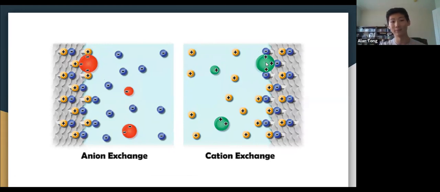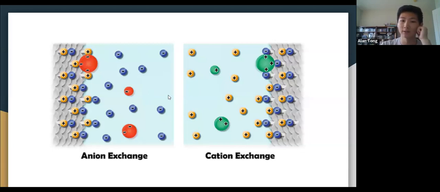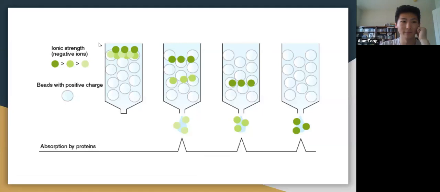Same idea, right? But opposite. Cation and anion exchange chromatography are different types of ion exchange chromatographies. And here's one more diagram to get the idea through. Now, here's another tricky point.